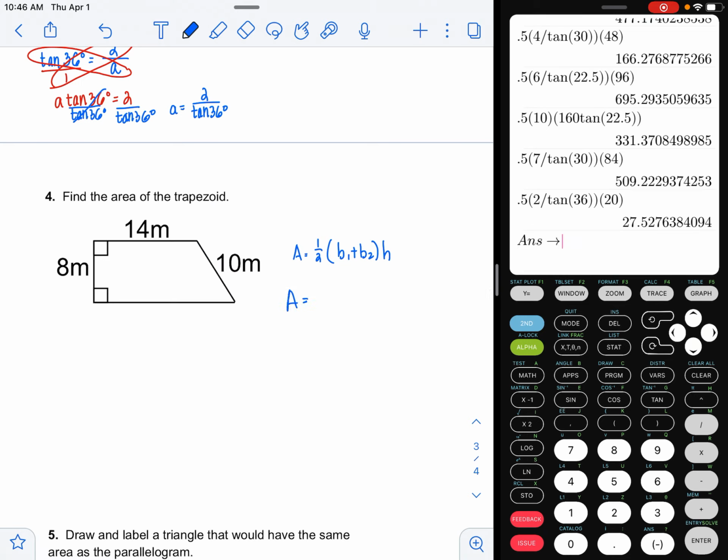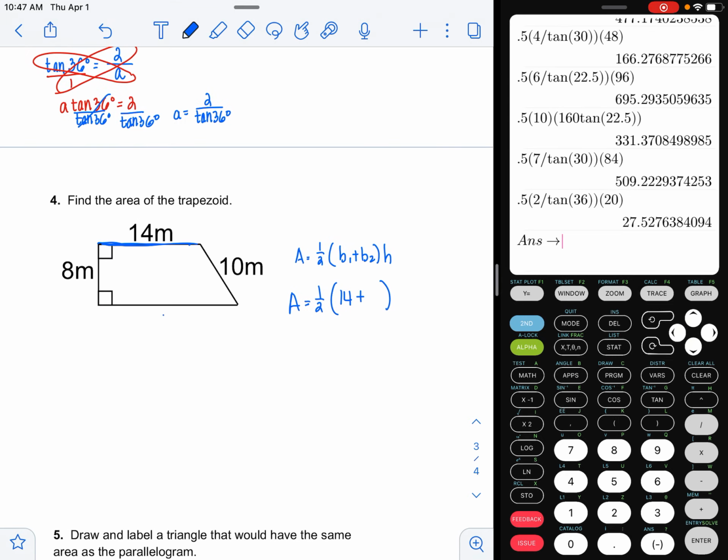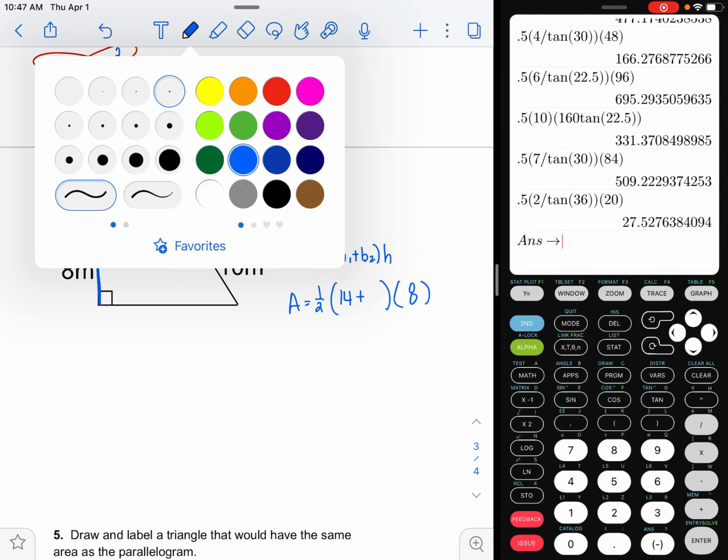All right, so I'm going to say area equals 1/2. I need base 1 and base 2. Remember, your bases are your parallel pieces. So I know that this piece right here is one of my bases. That's 14. But base 2, I don't have it figured out yet. So I'm going to leave it blank for a second because it's not here. Then I'm going to say, do I have my height? My height is perpendicular to my bases. So this is my height right here. It is 8. So I need to find base 2. Let's figure that out.